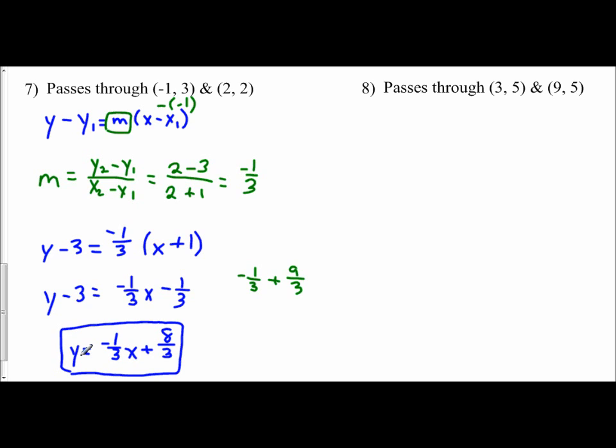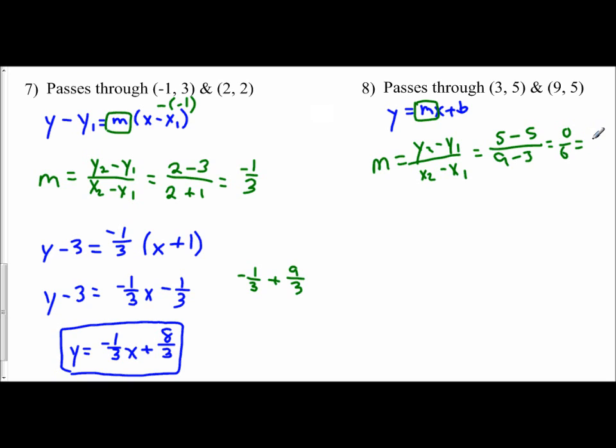So now I'm going to use the solve for b approach in example 8, y equals mx plus b. But it's the same idea. I'm given 2 points on the line, (3, 5) and (9, 5). So I'm not given a slope. I have to find my slope. So slope is y2 minus y1 over x2 minus x1. So I have 5 minus 5 over 9 minus 3, 0 over 6, which is just 0.